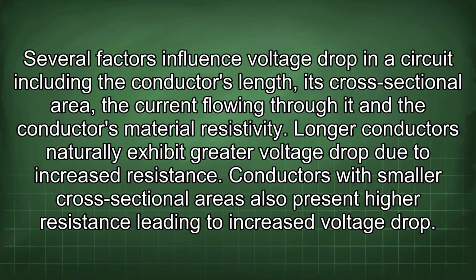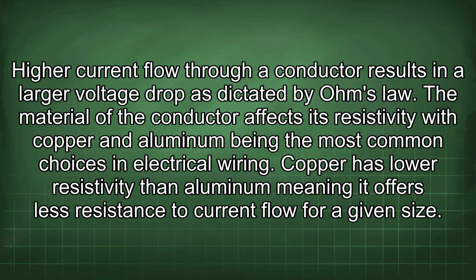Several factors influence voltage drop in a circuit, including the conductor's length, its cross-sectional area, the current flowing through it, and the conductor's material resistivity. Longer conductors naturally exhibit greater voltage drop due to increased resistance. Conductors with smaller cross-sectional areas also present higher resistance, leading to increased voltage drop. Higher current flow through a conductor results in a larger voltage drop as dictated by Ohm's law.